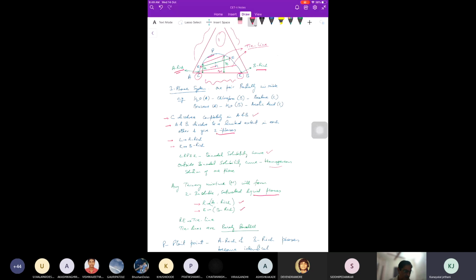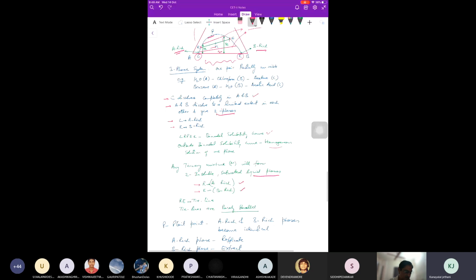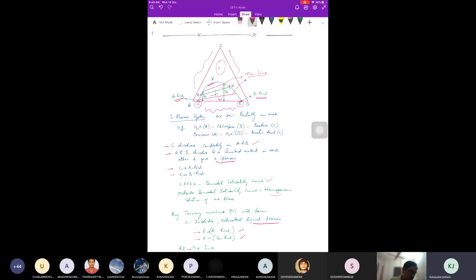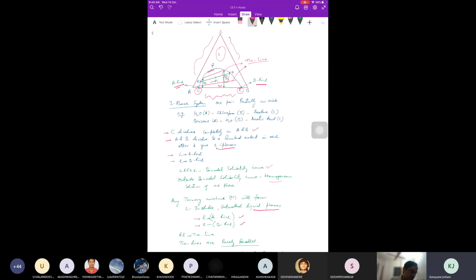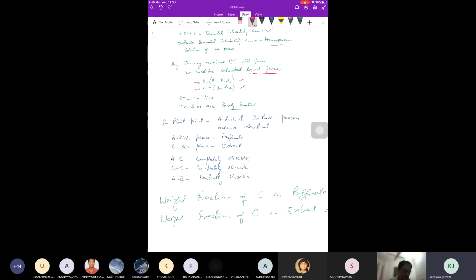The line which connects R and E is called a tie line. And the weight fraction of component in raffinate and extract is given by this perpendicular from this point. Suppose this is R and E. Right, for this tie line we drew the perpendicular, so this is how much percentage of extract, and this is how much weight percent of raffinate. It gives the ratio of these two: weight fraction of C in raffinate, weight fraction of C in extract.